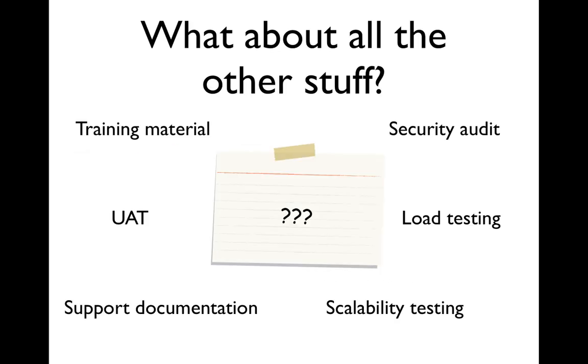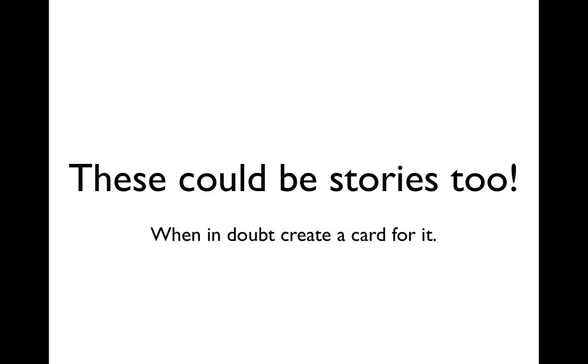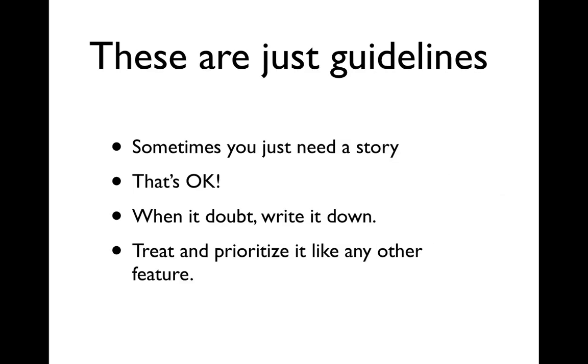Now, what about all the other stuff we sometimes need to do on projects? Well, these can be stories too. Remember, these are just guidelines. If you have something that needs to be done, but it doesn't perfectly match the textbook definition of a story, don't worry about it. Just create it. Throw it in the project to-do list and treat it like any other deliverable.